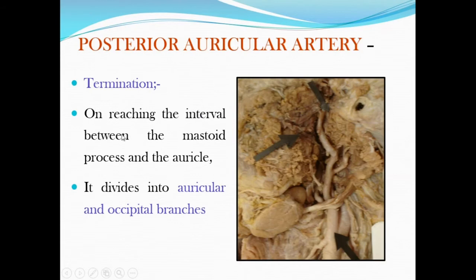Termination: on reaching the interval between the mastoid process and the auricle, it divides into auricular and occipital branches. So this is the external carotid artery running in the posterior part of the digastric triangle. Here this branch is given, this is the posterior auricular artery. It divides mainly into auricular and also occipital. So auricular will supply the auricle, and occipital again reaches the scalp.